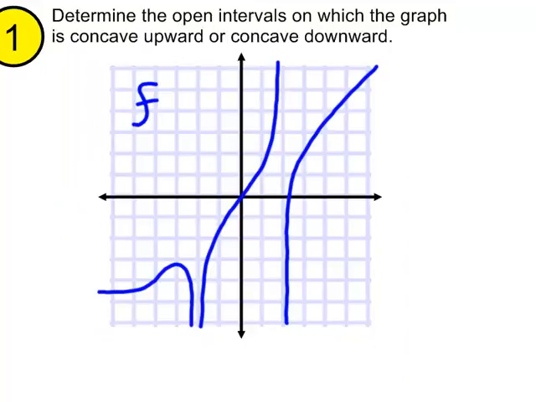Let's determine the open intervals on which this graph is concave up or concave down. Let's start by identifying the discontinuities. In this case, the vertical asymptotes. So there are two discontinuities. That's where concavity might change, in addition to inflection points. Discontinuities are where concavity might change. And let's look for those inflection points.